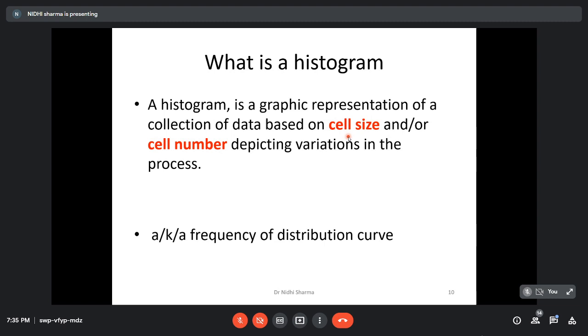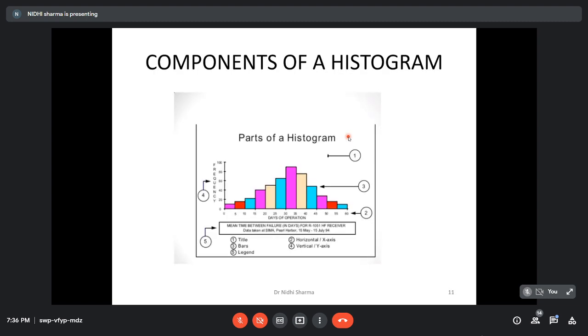A histogram is a graphic representation of a collection of data, which is based on two important calculations. One is the cell size and the other is the cell number. And the variation in size and number that is happening in a large number of cells is depicted in a histogram. This is also known by another term, the frequency distribution curve. So let's forget about the CBC histograms and just talk about histograms in general.